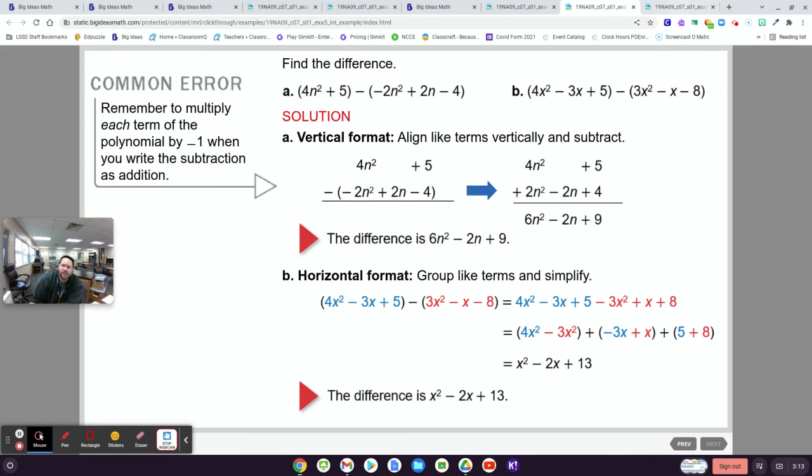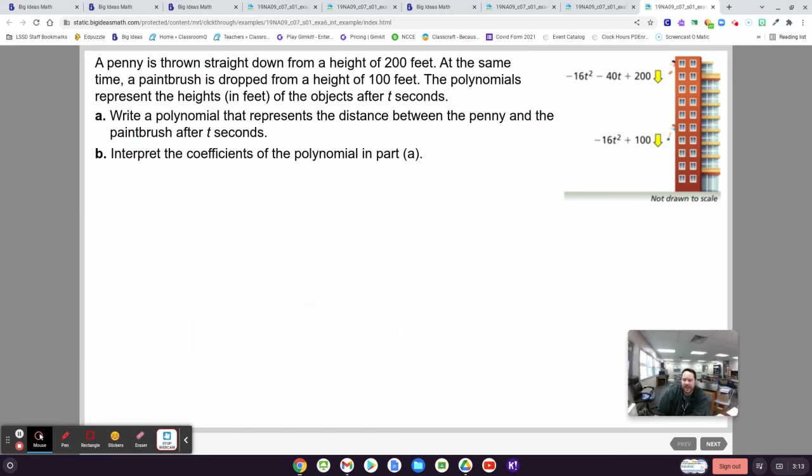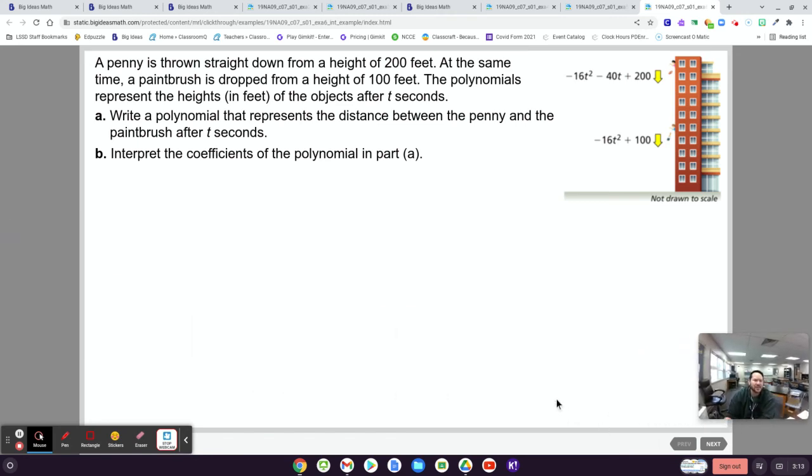And then the last thing we're going to do is a story problem. Because this video is going on forever, I'm just going to kind of click through, and then you can add whatever you want to your notes here. A penny is thrown straight down from a height of 200 feet. At the same time, a paintbrush is dropped from a height of 100 feet. I don't know why people are dropping things out of buildings. This is not safe. Not safe.